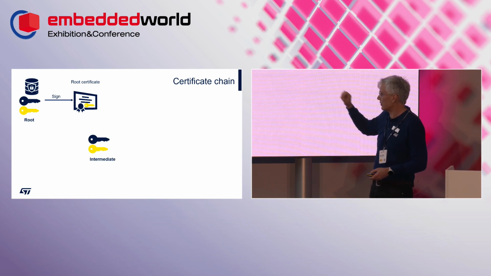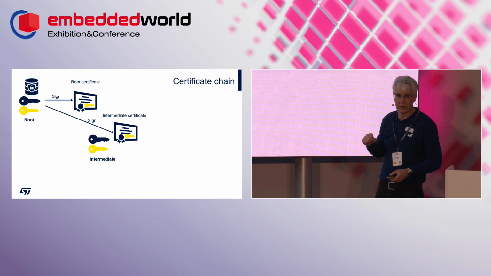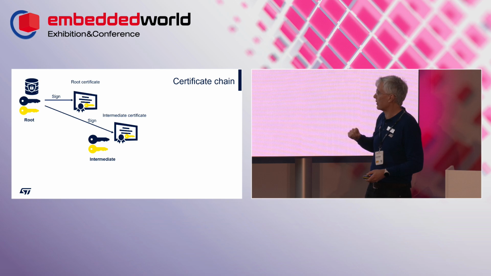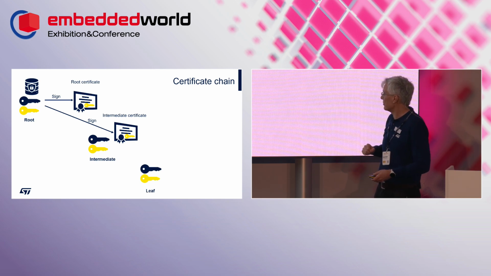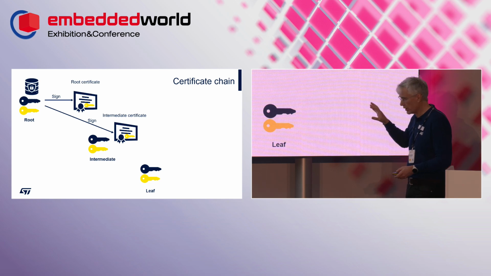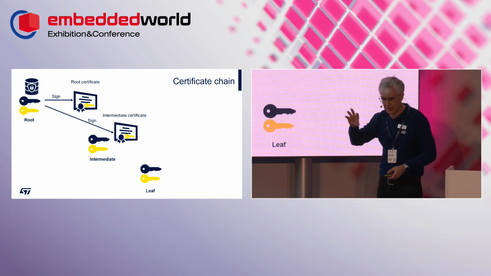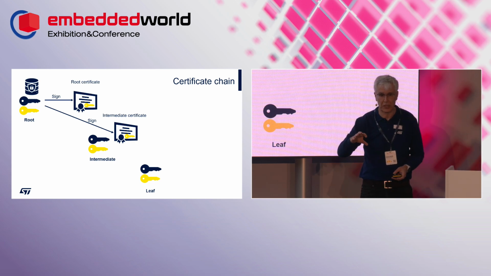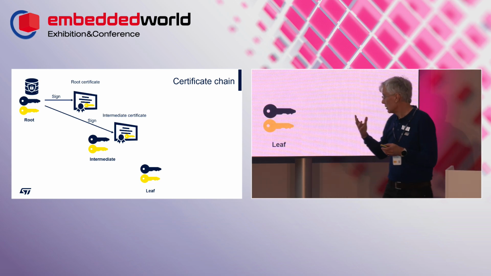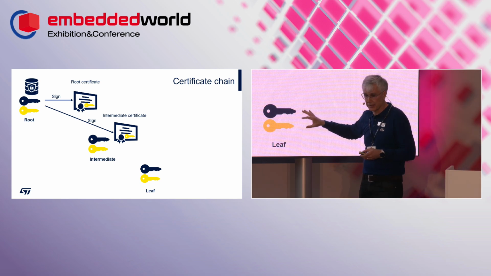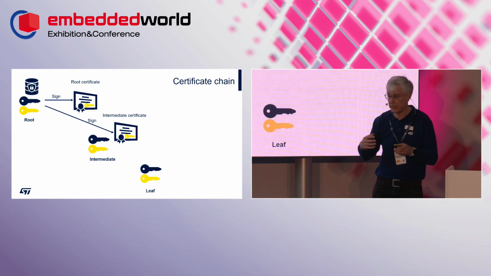Then we have to create an intermediate certificate that is also signed by the root private key that we have. And then we have what is important, the leaf certificate. This leaf certificate is the certificate we will need to generate when we want to reopen the device. So this certificate will be created when the device is back from the field.